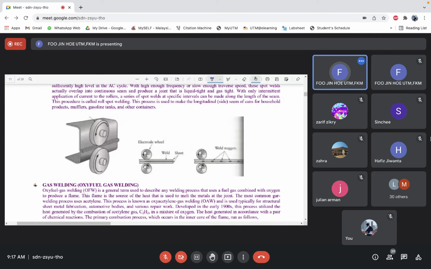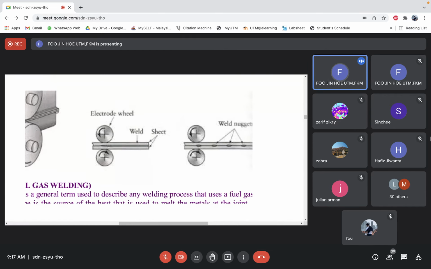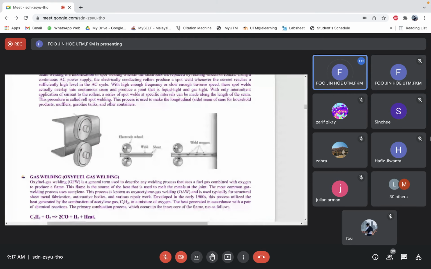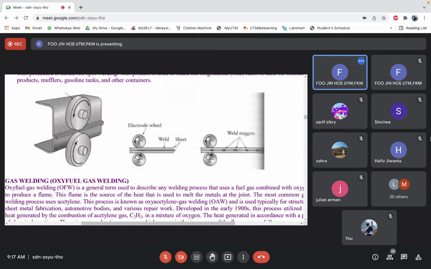Of course you can use this timer and so on to produce, let's say, periodic welding. Then you will produce a series of weld nuggets. Or if the current is flowing all the time, when this is passing through, it will produce a continuous nugget. So it helps seaming it, to provide seamless welding.